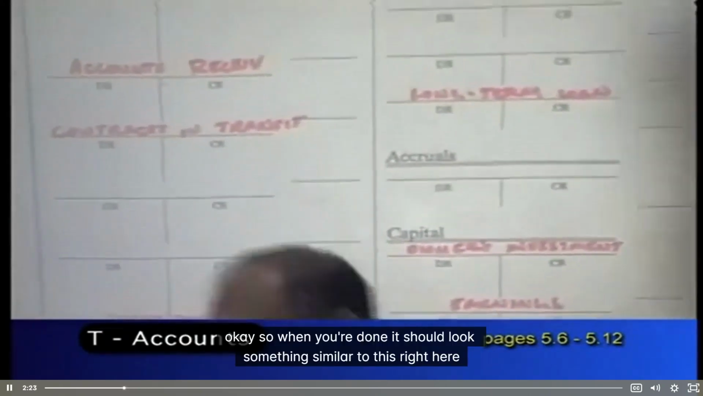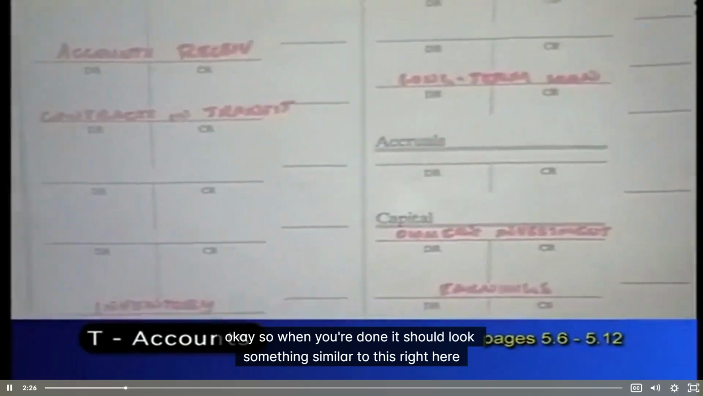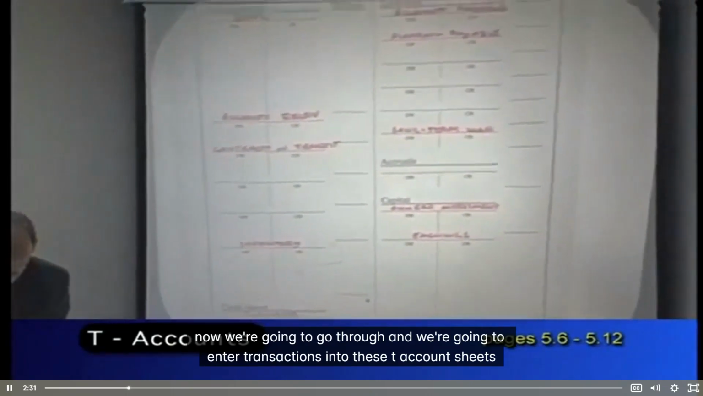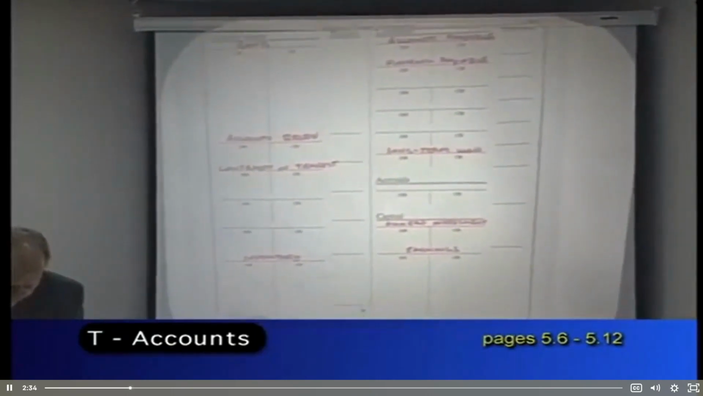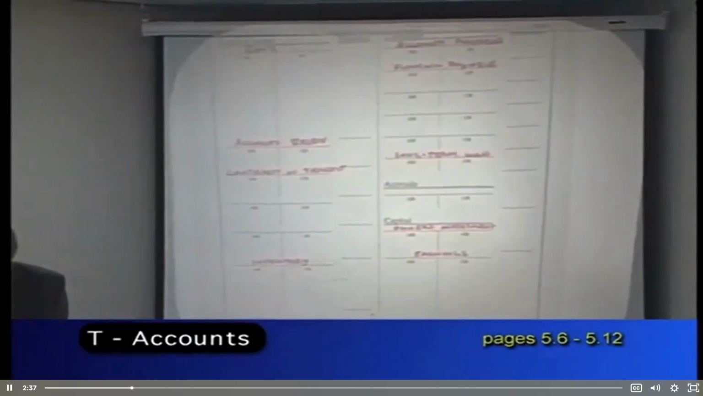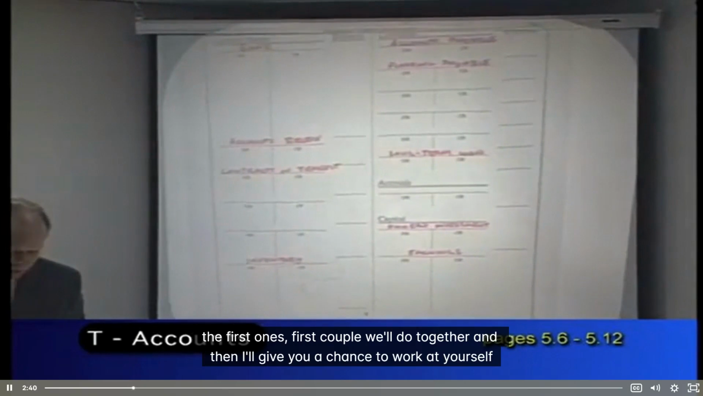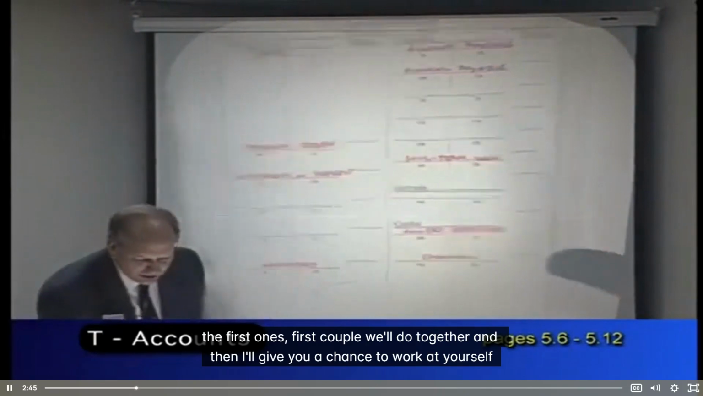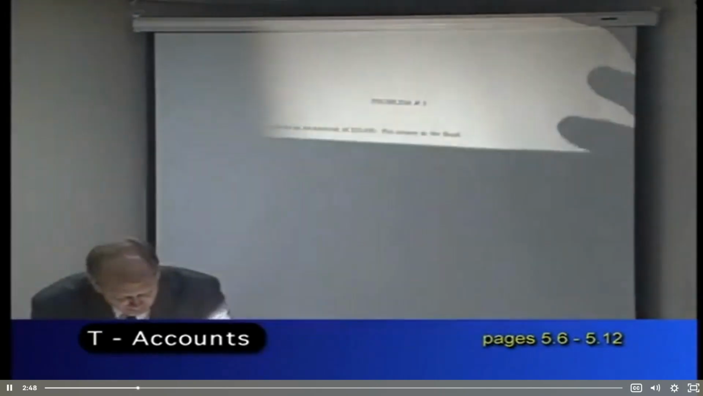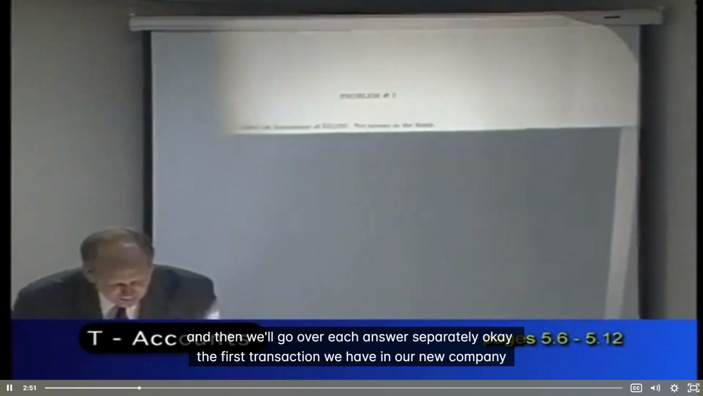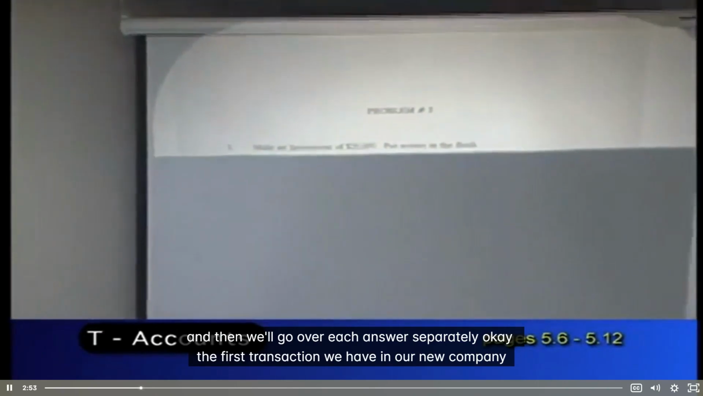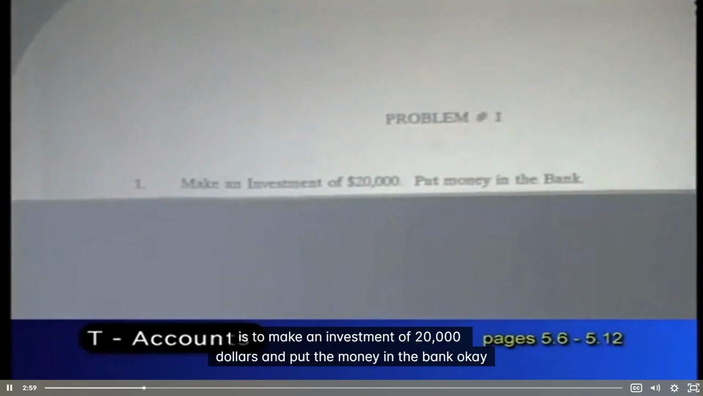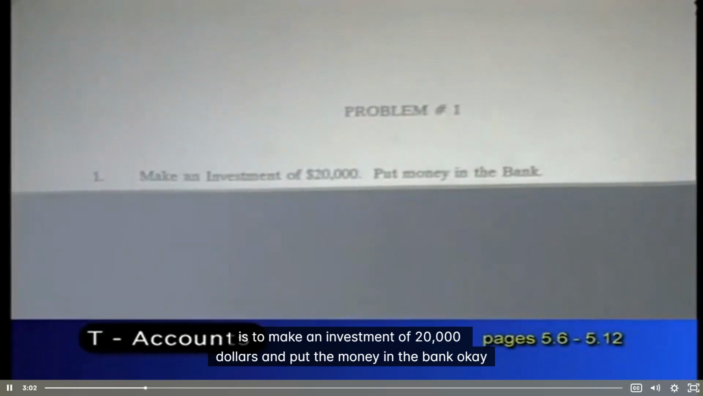Okay? So when you're done, it should look something similar to this right here. Now we're going to go through and we're going to enter transactions into these T account sheets. The first couple we'll do together, and then I'll give you a chance to work it yourself, and then we'll go over each answer separately. Okay. The first transaction we have in our new company is to make an investment of $20,000 and put the money in the bank. Okay?